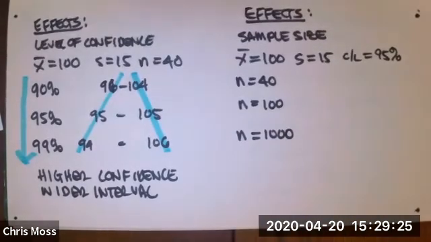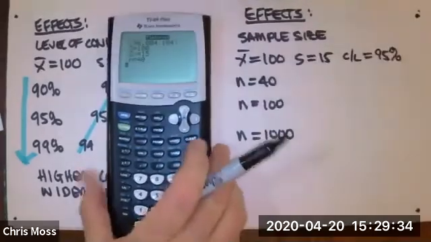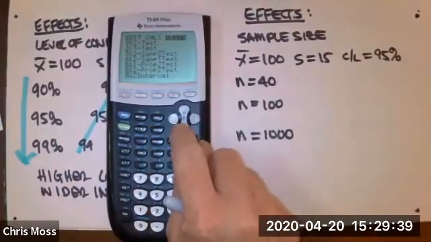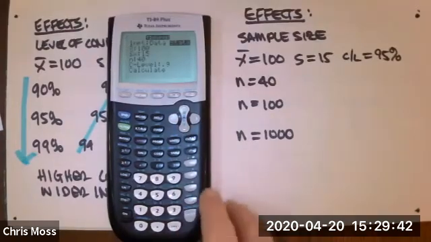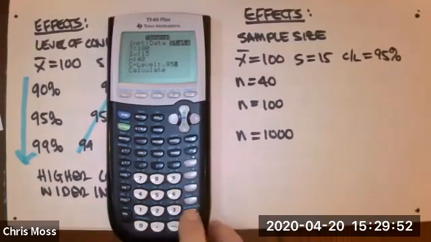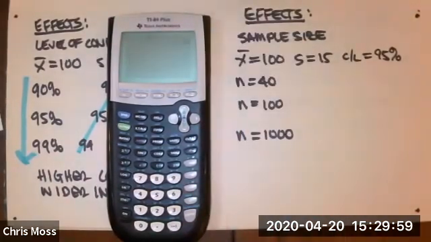I'll run through the same set of keystrokes as I've done before. You've seen a number of them now. I keep the confidence level at 95, but I change my sample. So one last little example here. The mean is 100, standard deviation is 15. I'll start with a sample size of 40 and confidence level of 95%. So when I run through this a number of times, the only thing that's going to change is the sample size N.